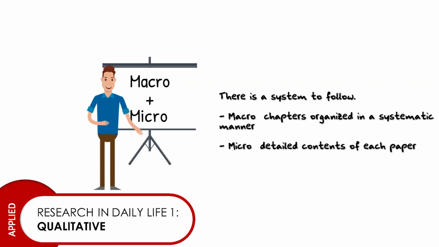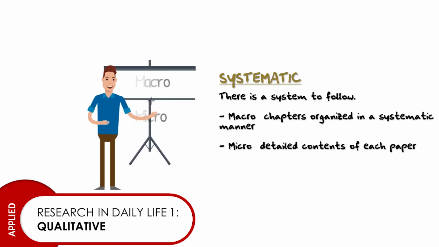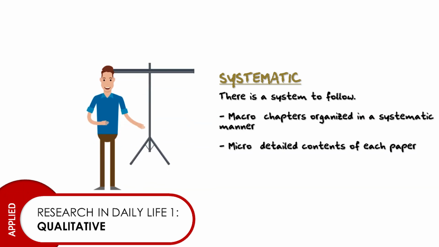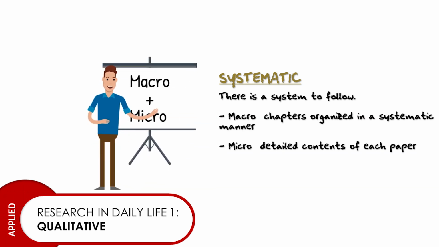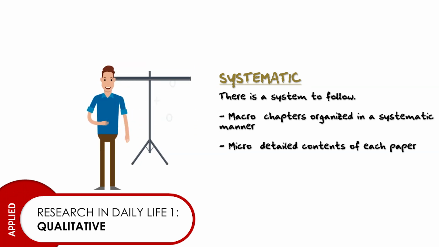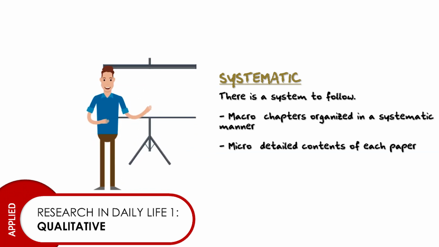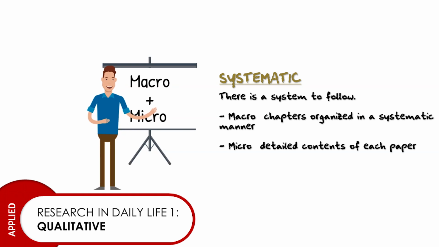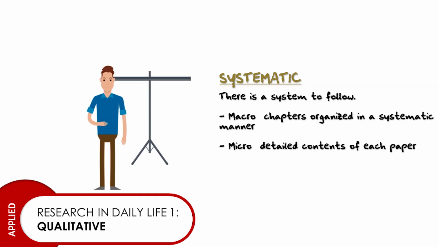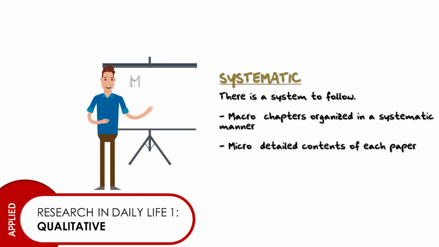Research will always have a system to follow. If you remember Polit and Beck, research is a step-by-step process. Okay? Therefore, the first characteristic of research is that it's systematic. Now, there are two systems that we follow when we talk about research. The first one will be your macro system. When we talk about the macro system, these are the chapters organized in a systematic manner.